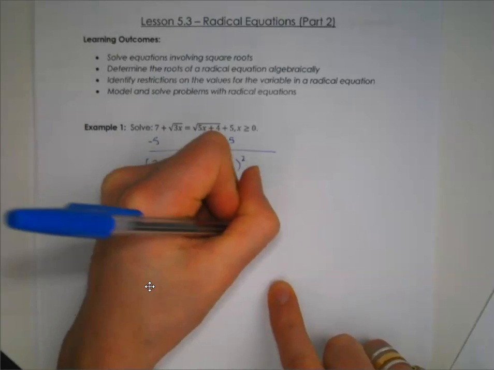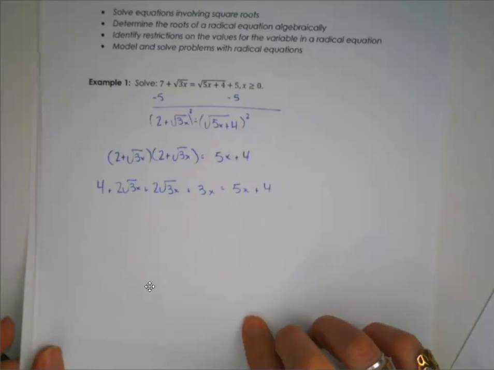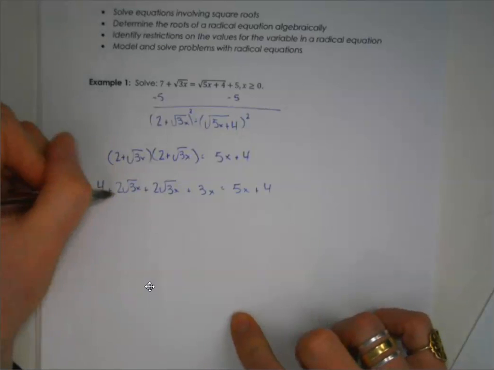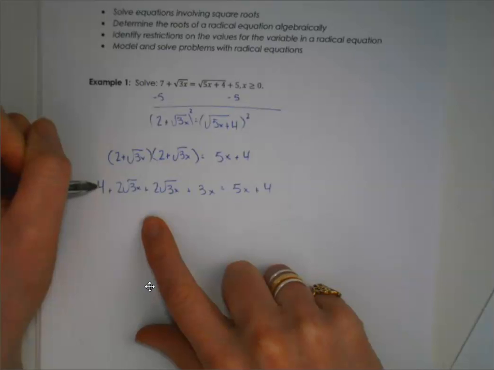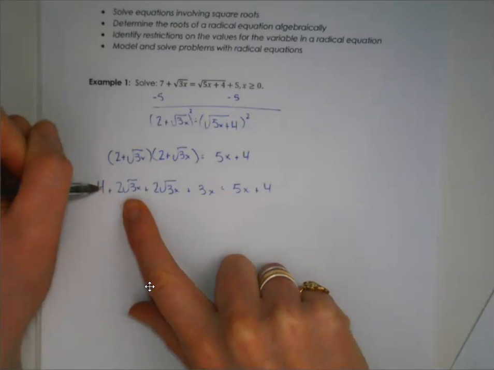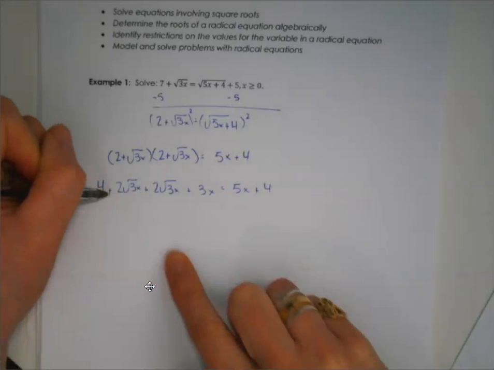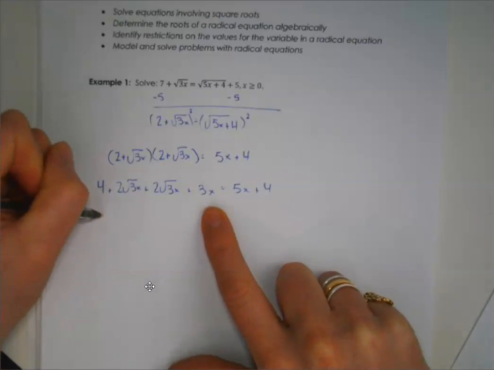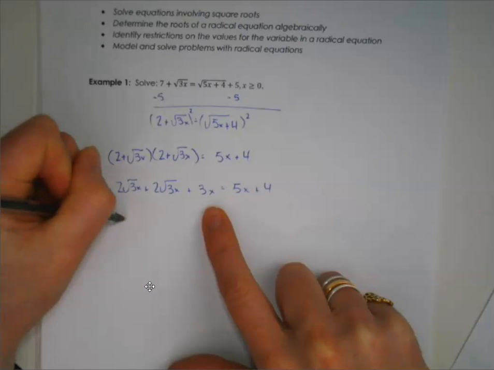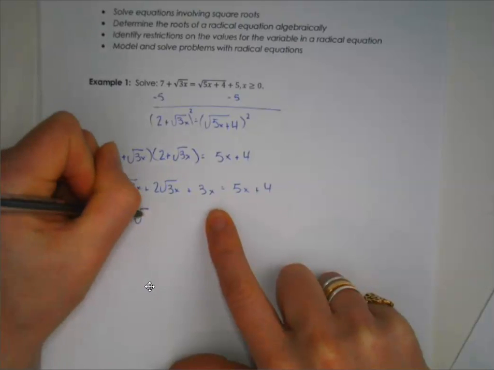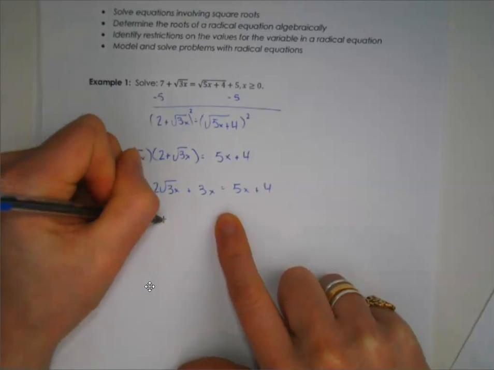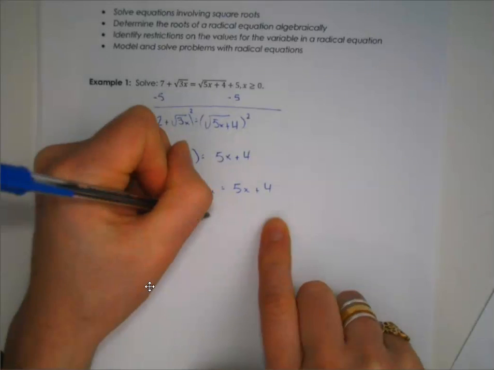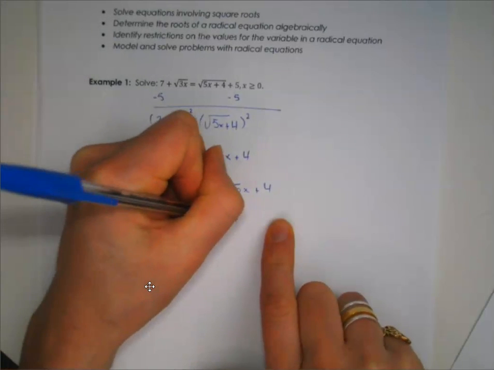Nothing changes on the other side. Then we work to simplify this a little bit, which means combine like terms. So 2 root 3x plus 2 root 3x is 4 root 3x. 4 and 3x we can't combine because they're not like terms. So we have 4 plus 4 root 3x plus 3x equals 5x plus 4.